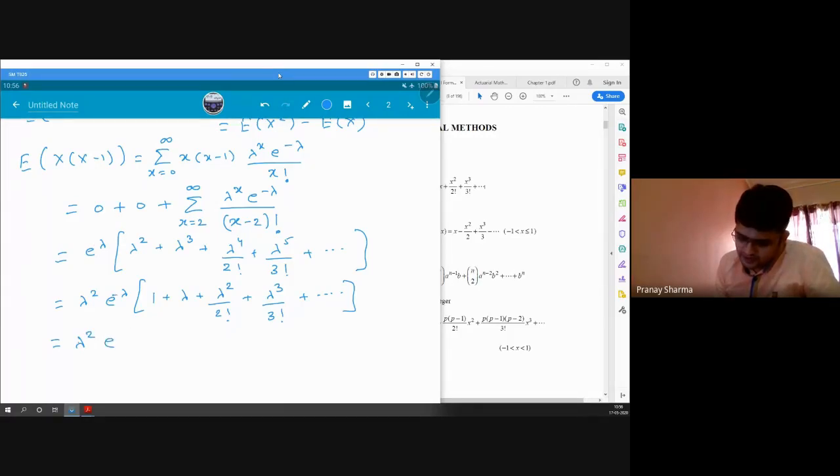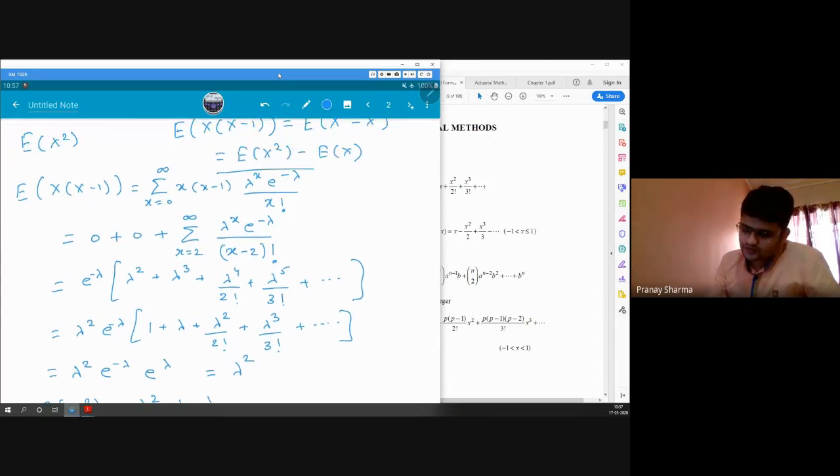This was e raised to minus lambda, and here we'll get e raised to lambda. So this gives us lambda square. So our expected value of x square will just be lambda square plus expected value of x, that was lambda. We can see that from here.